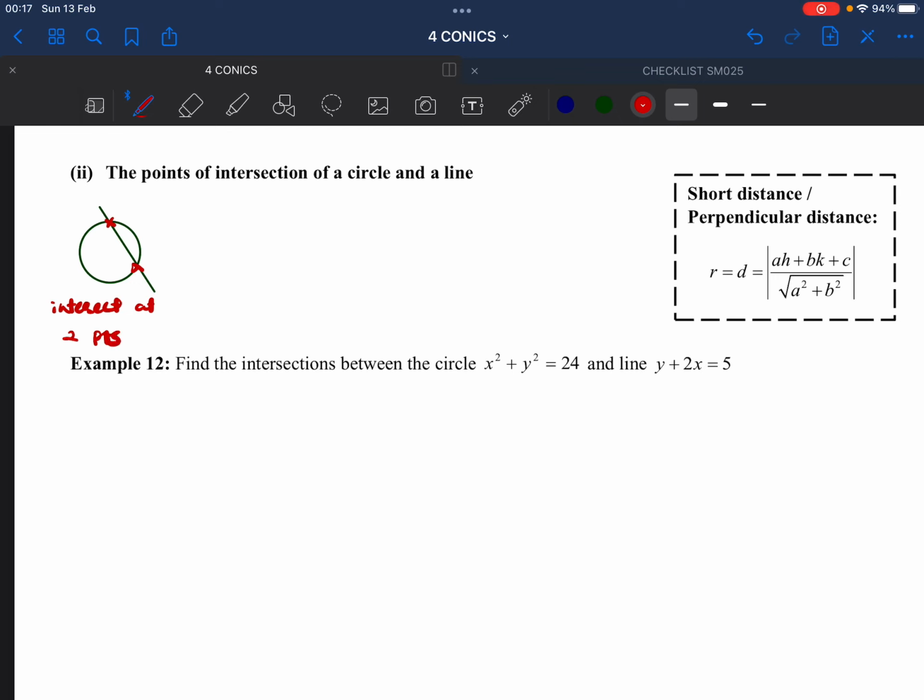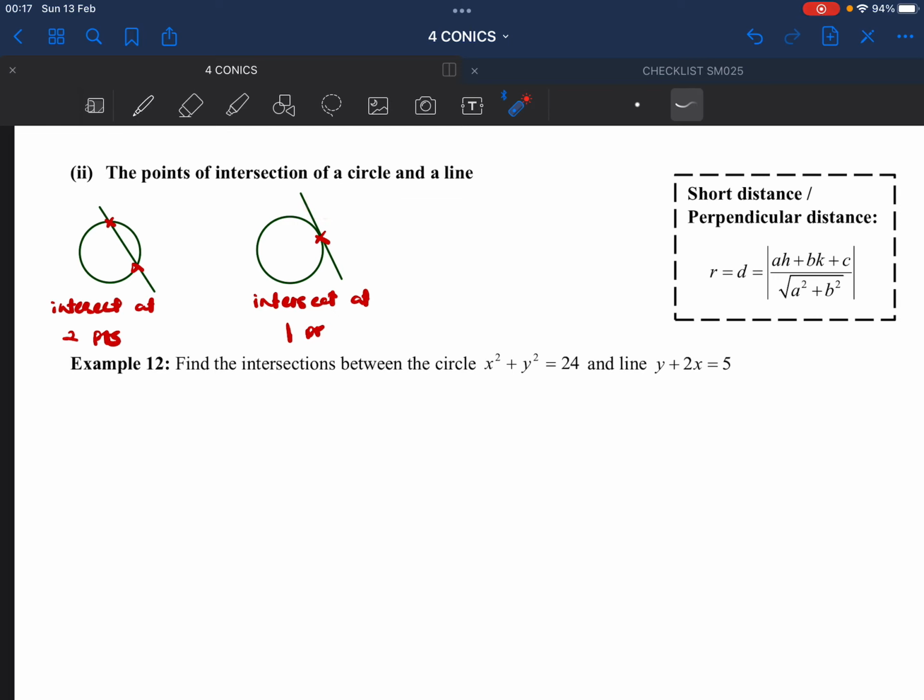Okay, so the second case, you have the circle and we are going to have a line here. As you can see, it intersects at only 1 point. One thing that you have to know here is, if the line intersects the circle at only 1 point, this line is also called the tangent to a circle. We are going to cover that part in the next part, but please keep that in mind.